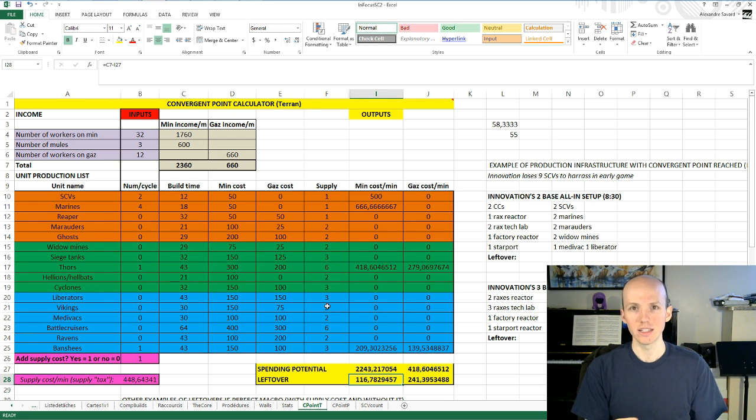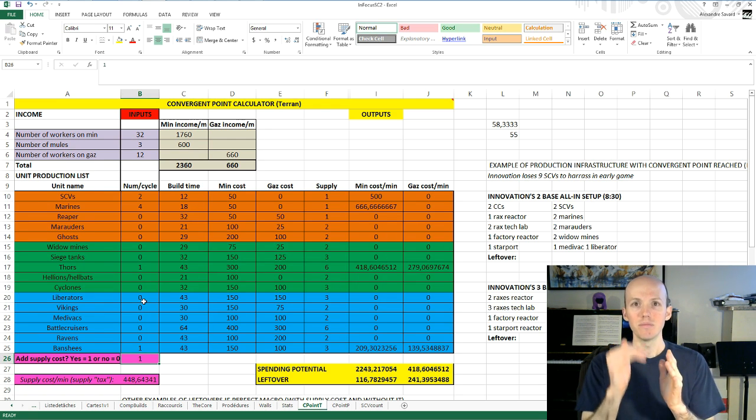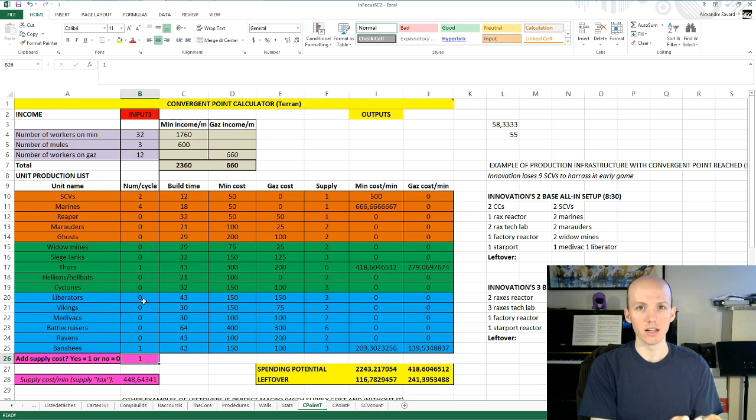Now, it's very important that we notice that in this program, I added a little cell here called add supply cost, yes, 1 or no, 0. So supplies in StarCraft work a bit like a tax when you buy something new. If you produce a unit for the first time, let's say you produce a Marine that goes from 38 to 39 supplies, then you've bought a new unit and you have to pay for the supply cost of this unit.